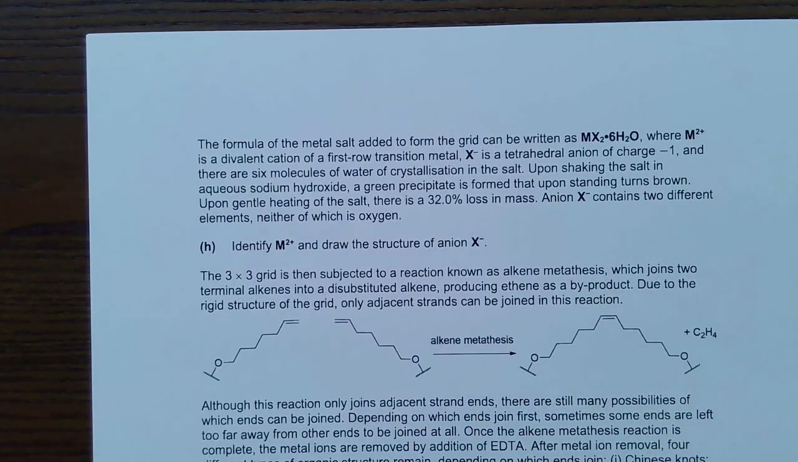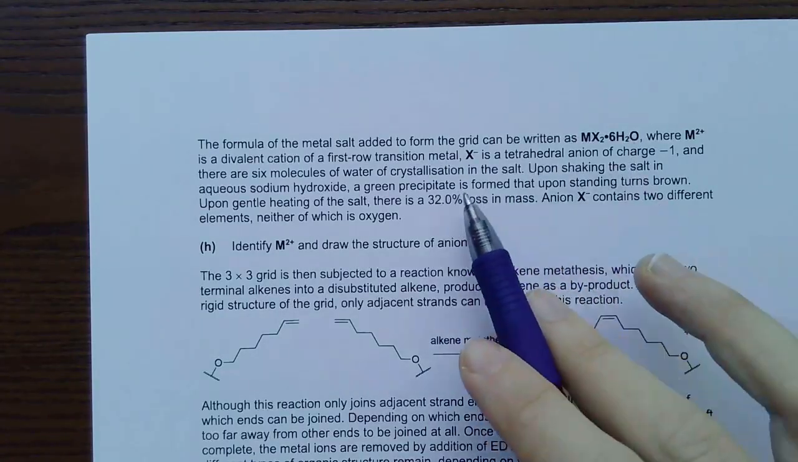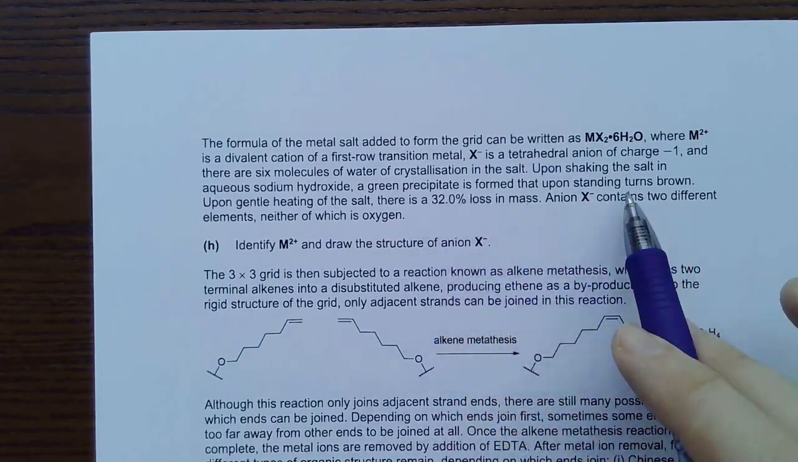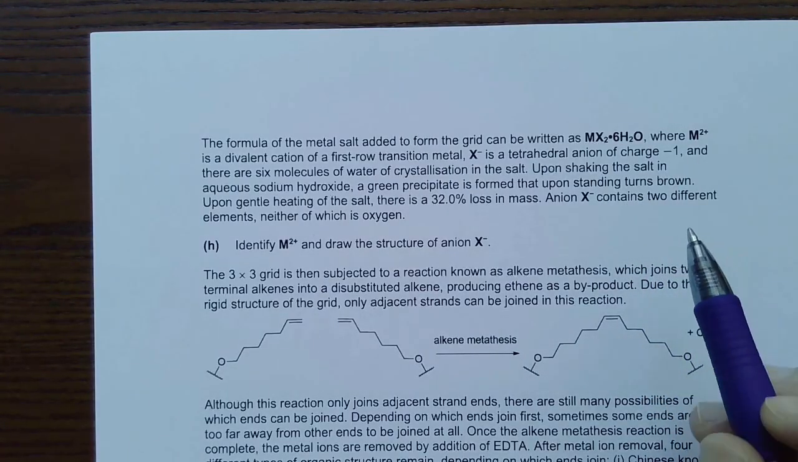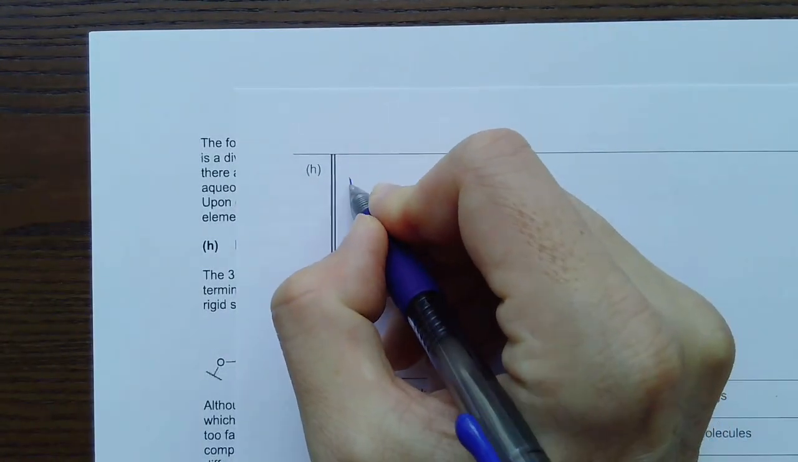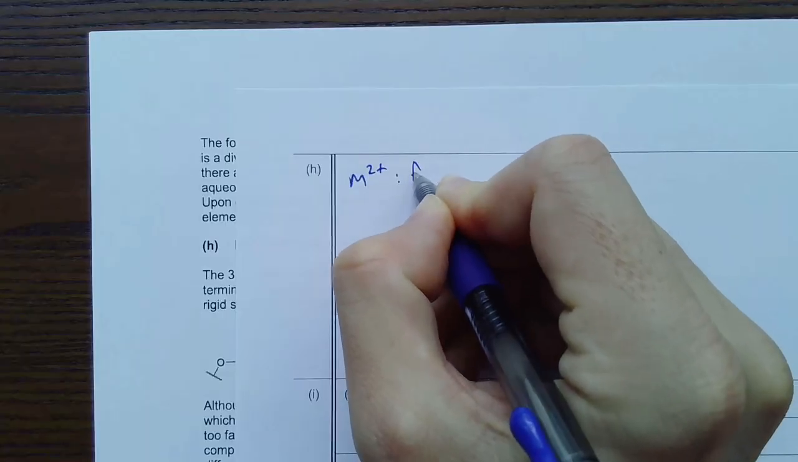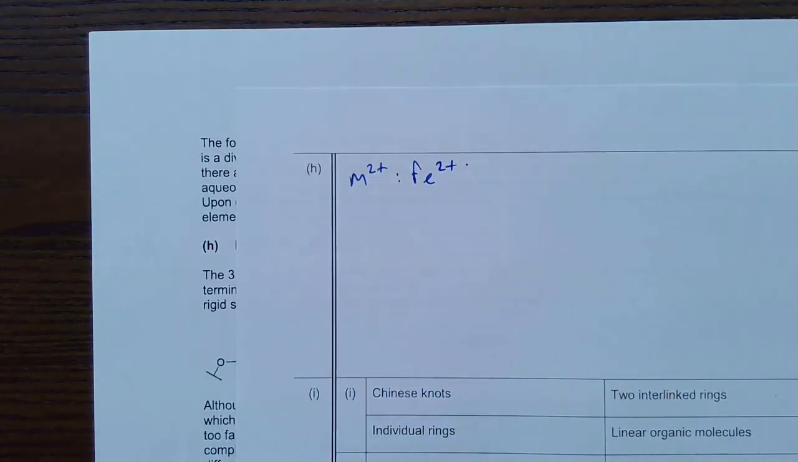Okay, so it's like ion testing, right? And this really is know it or don't know it. Luckily, I know it. Iron Fe2+ is green, and then when it oxidizes, obviously it turns brown. You know, Fe3+, the same thing that happens when it rusts. So no issues there. M2+ is Fe2+.